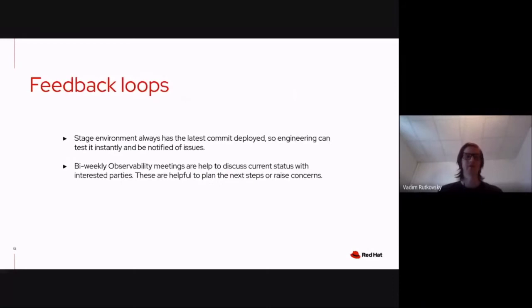All of that work is based on feedback from both teams, so we have several loops of feedback set up. For instance, the stage environment always has the latest commit deployed, so we can check how the most recent code change has affected it, and engineering can already give it a test, and we can find out which issues could potentially affect the product we would roll out.